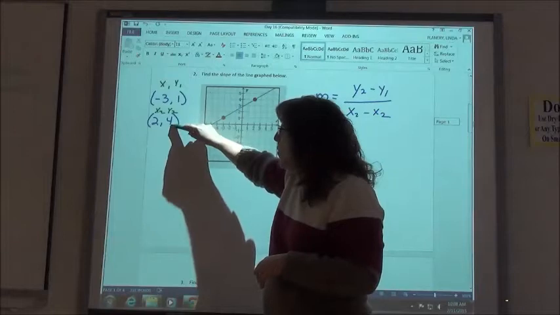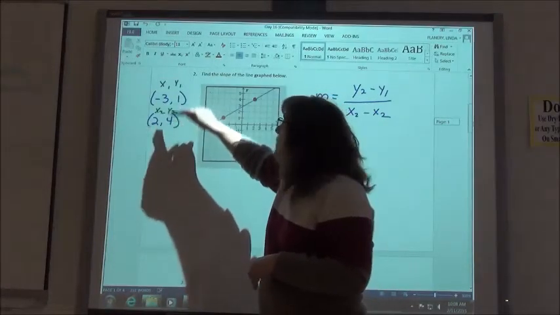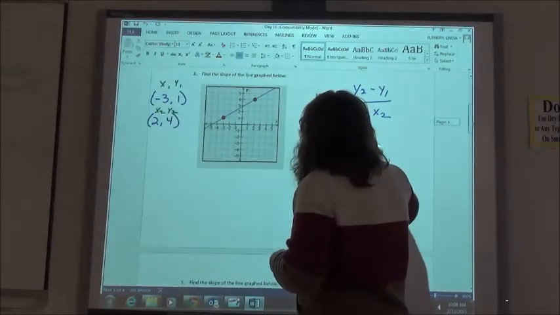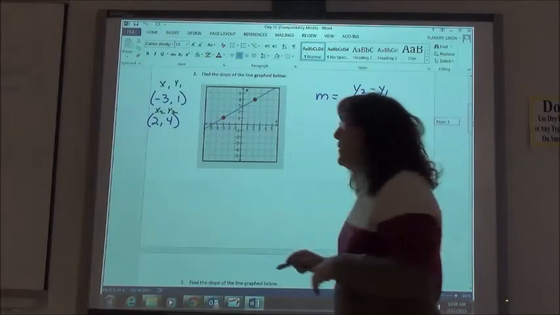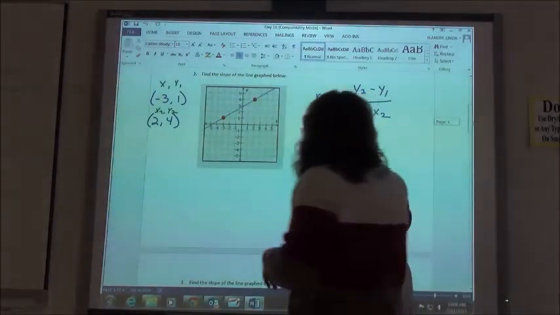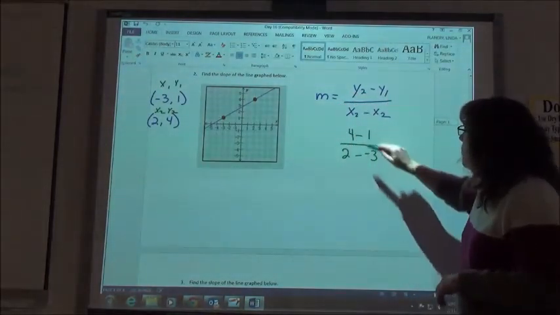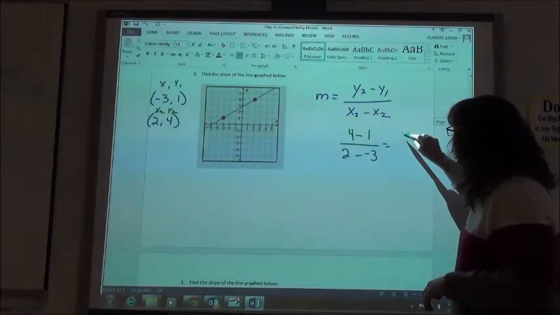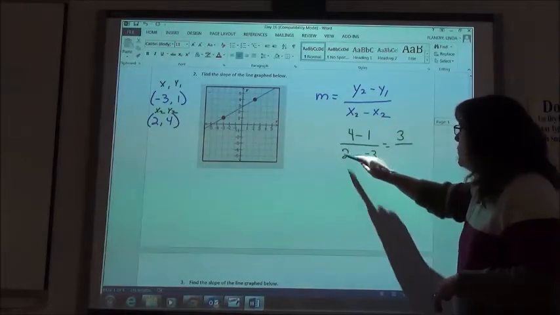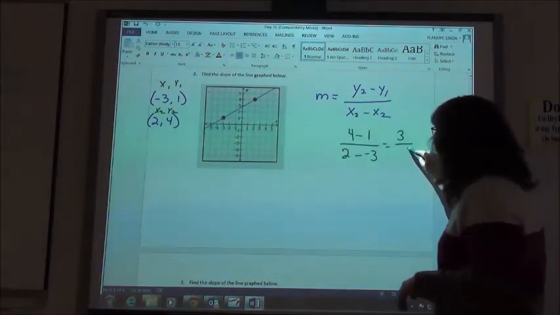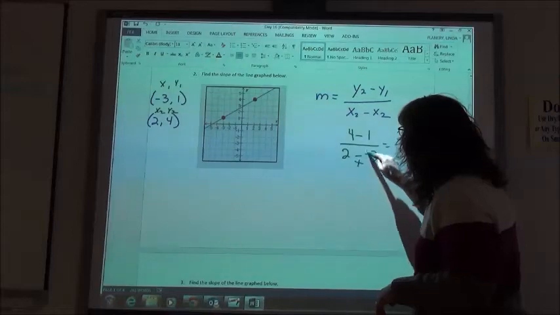The y value from point 2 is going to be 4. So 4 minus 1 on top. And then on the bottom, 2 minus a negative 3. Exactly. So 4 minus 1 gives me 3. 2 minus a negative 3, 5. Because I have to change that to a plus.